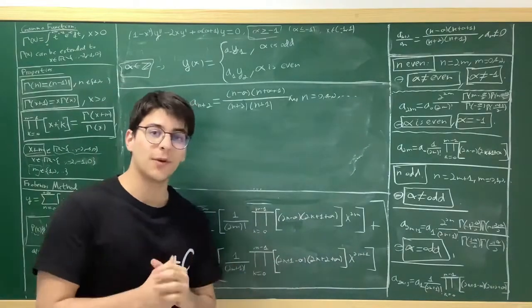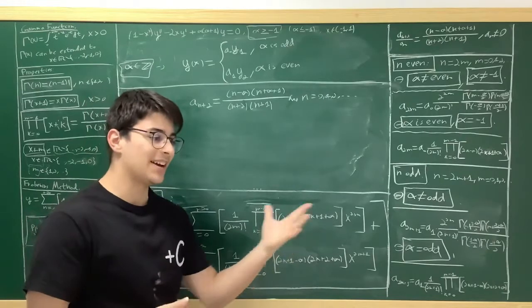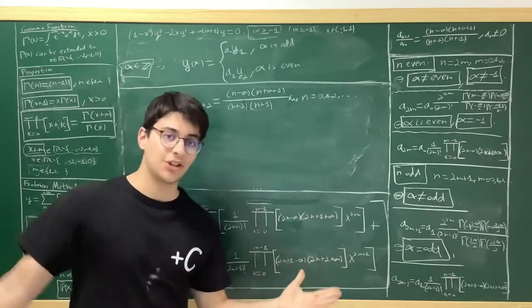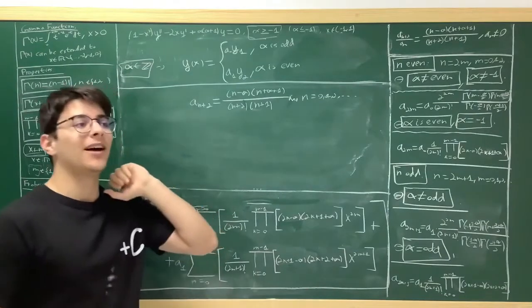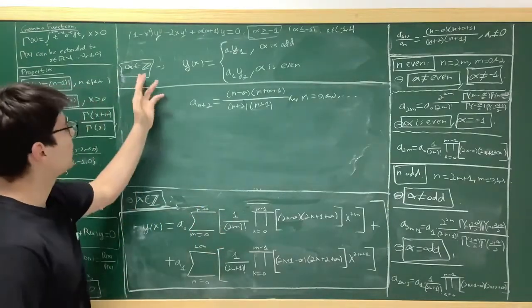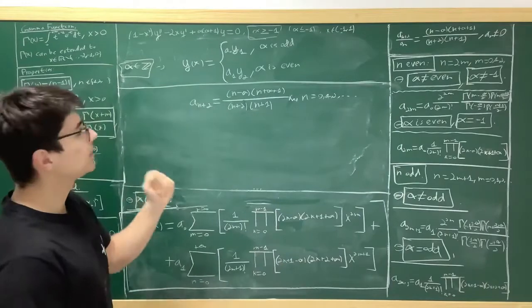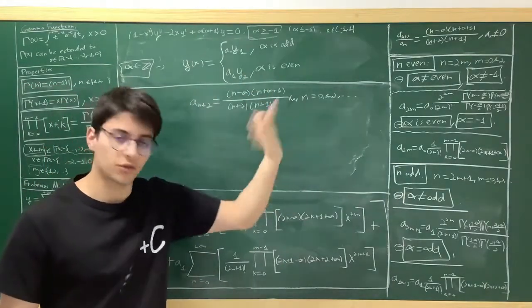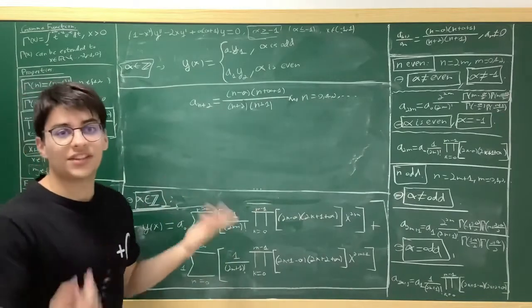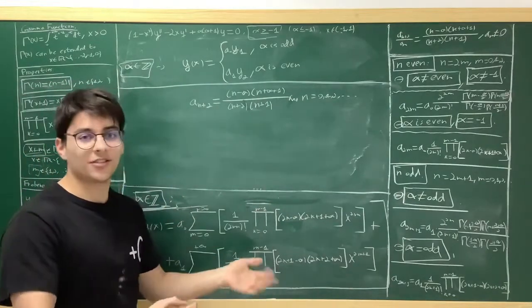Now that we have already seen the general solution when alpha is not an integer, and the general solution when alpha is an integer, we can actually do better. If alpha is an integer, we will divide it into two cases, when alpha is even and when alpha is odd. Of course, we can do this because all the integers are either even or odd.